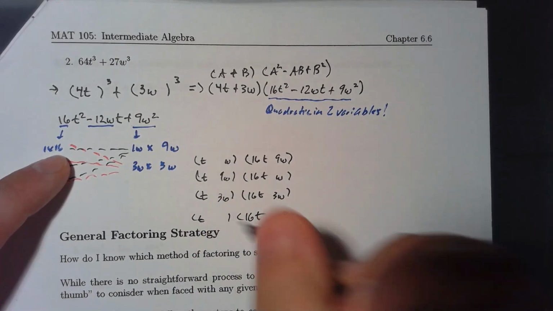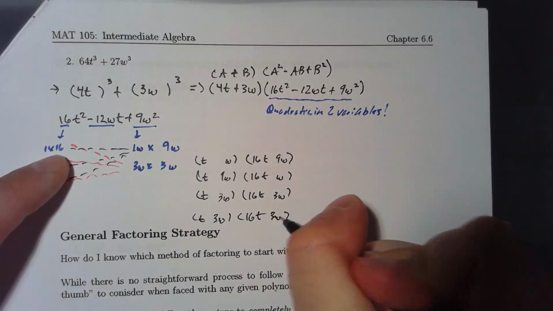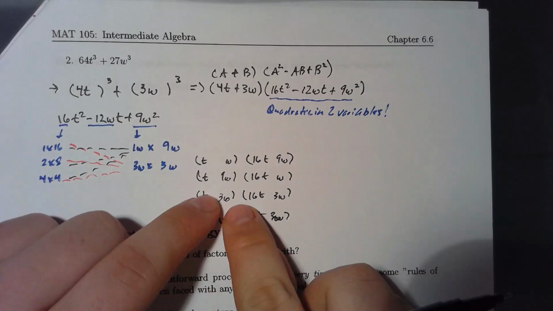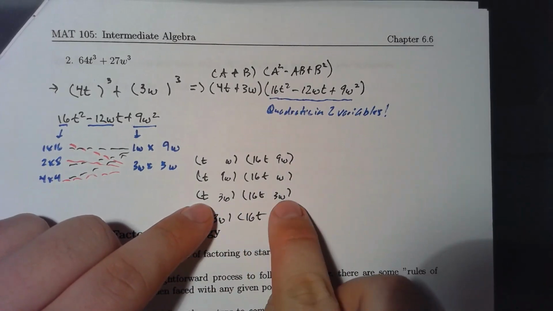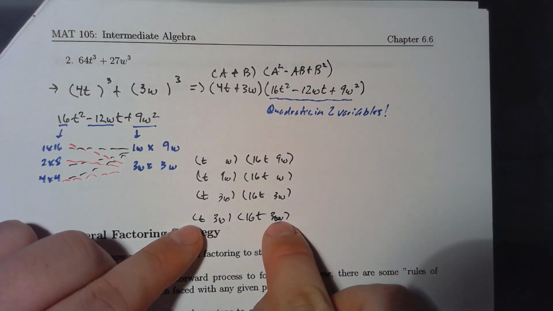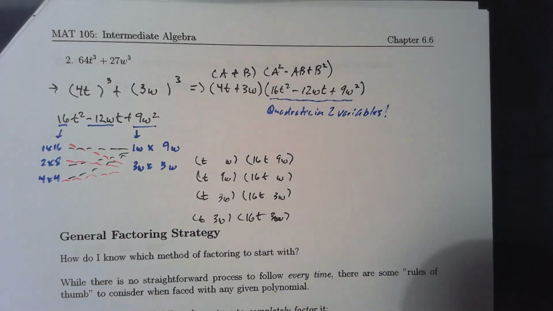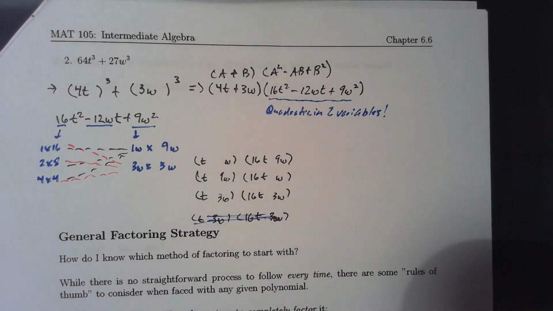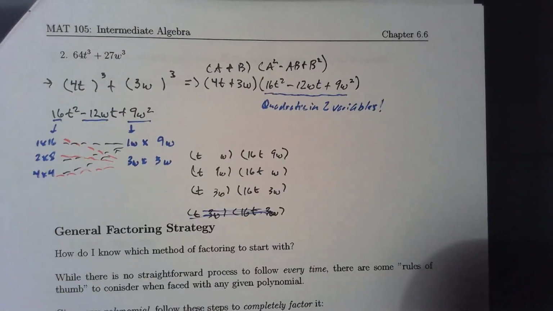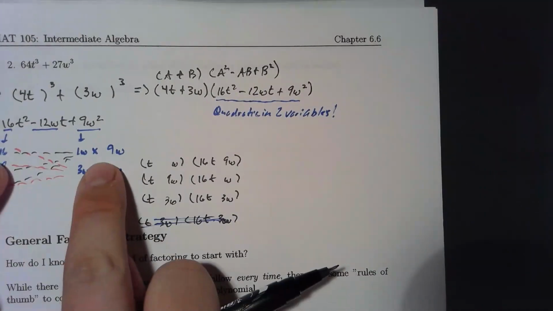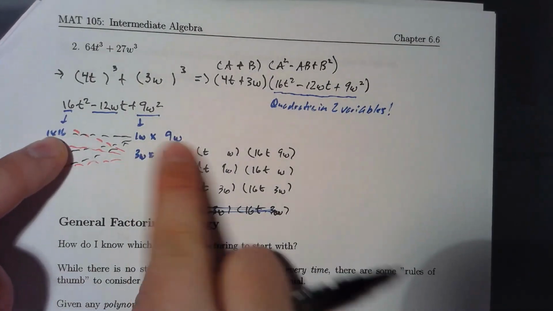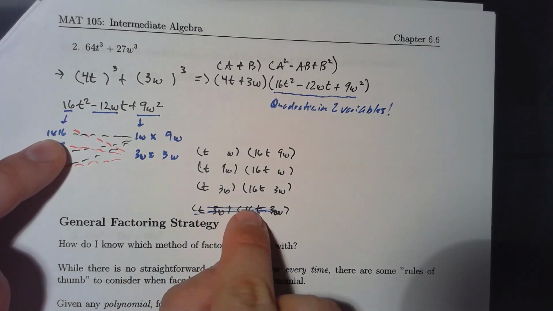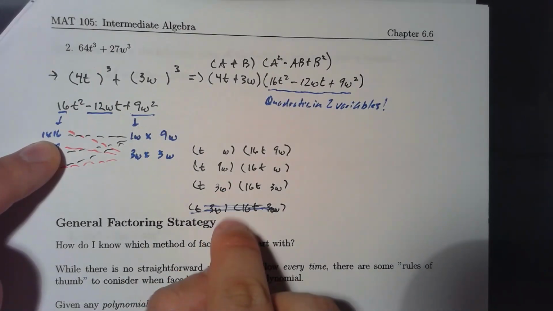Still 3w, 3w. So remember how I said you're going to have duplicate cases? Well, here they are. So this is t and 3w, 16t, 3w. So I have a duplicate case. In other words, I could get rid of one of them. So this right here is for these two, and this right here is for these two, but I don't need both of them because one of them is just a copy of the first.